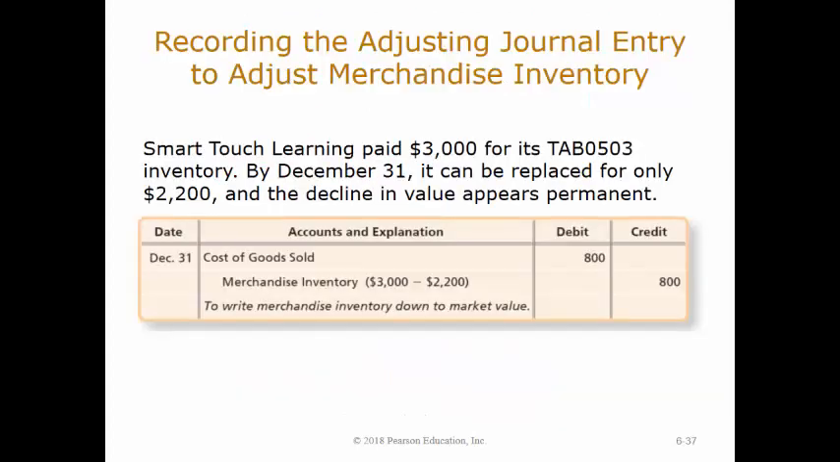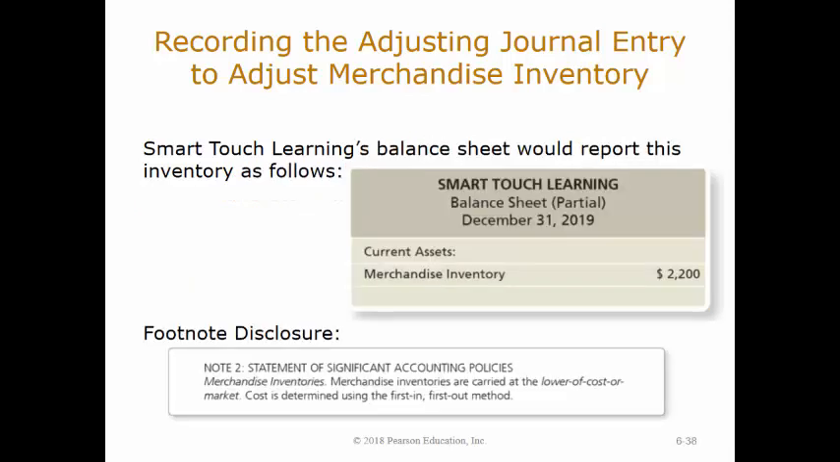Let's assume that Smart Touch Learning paid $3,000 for inventory. By December 31, that inventory is worth only $2,200, and the decline in value appears permanent. We will adjust the $3,000 debit balance in inventory by crediting it for $800, bringing the balance to $2,200. The debit for the adjustment will be to cost of goods sold. Companies often disclose that the lower of cost or market rule is followed in notes to their financial statements.